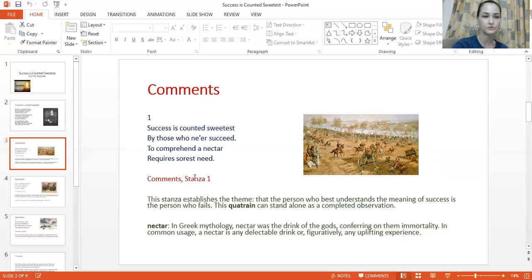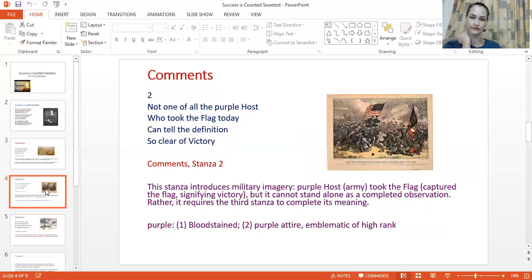Now, let's go to the second quatrain. The second quatrain paints for you a battle scene. Let's read it again and then we'll discuss its meaning. Not one of all the purple host who took the flag today can tell the definition so clear of victory. So here, yes, a battle scene, war imagery. We see the purple host.